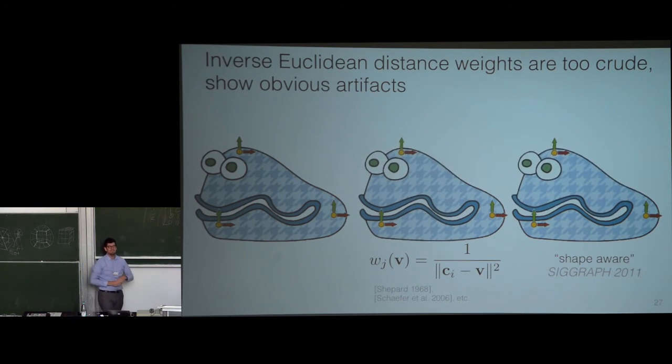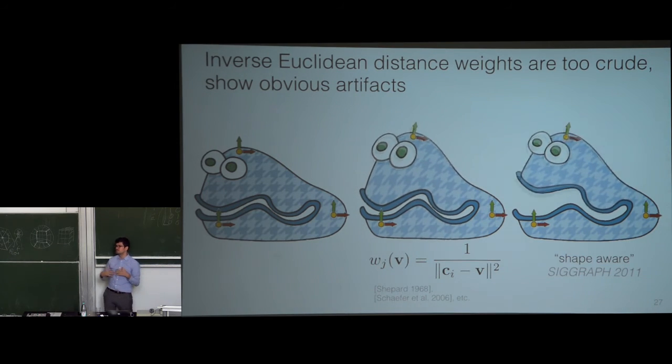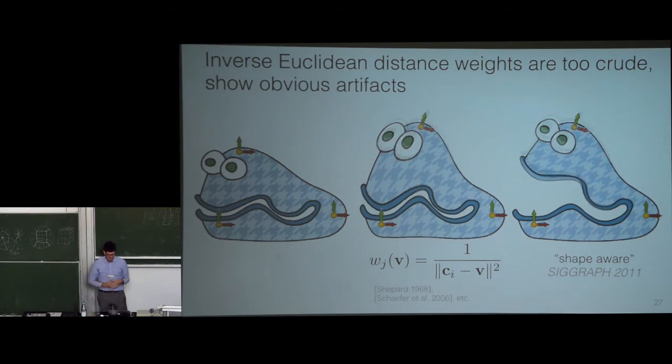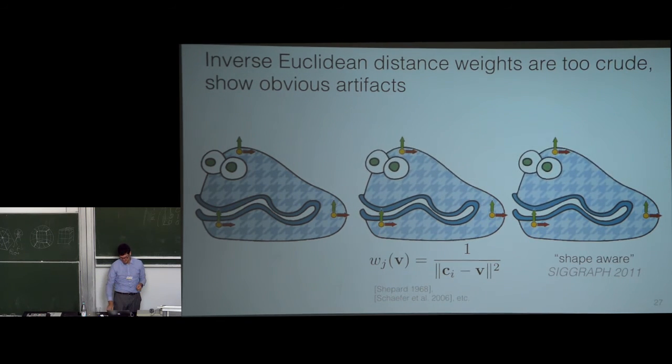And in this way, we'll say that weighting functions that do this are somehow shape-aware. They're measuring distances intrinsically in the shape with respect to geodesic distance rather than with respect to Euclidean distance.